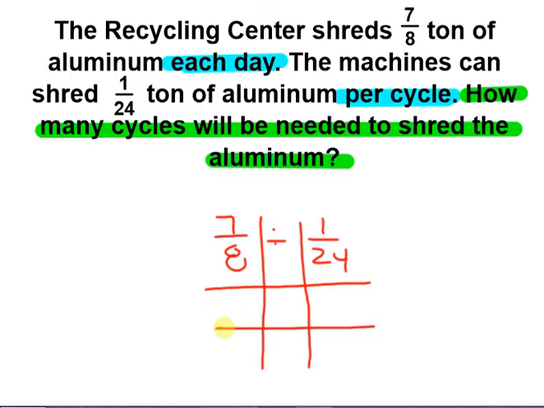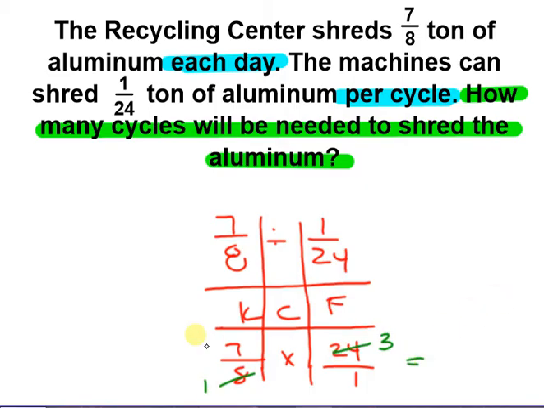All right, so we're going to do keep, change, flip. So we're going to keep the 7/8, change division to multiplication, and flip 1 over 24 to 24 over 1. I'm going to go ahead and cross cancel. I see this 8 and 24 can change into 3 and 1. And then I'm going to multiply across. 7 times 3 is 21. 1 times 1 is 1, which comes out to 21 cycles.